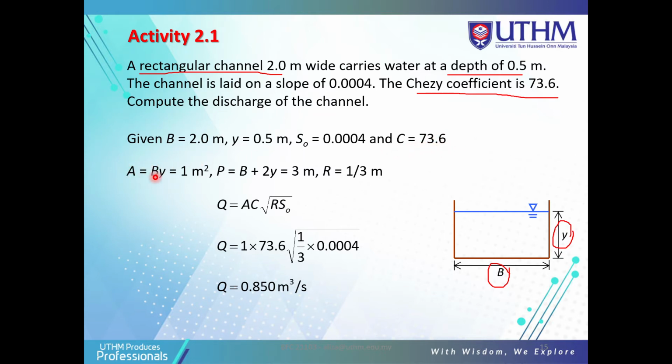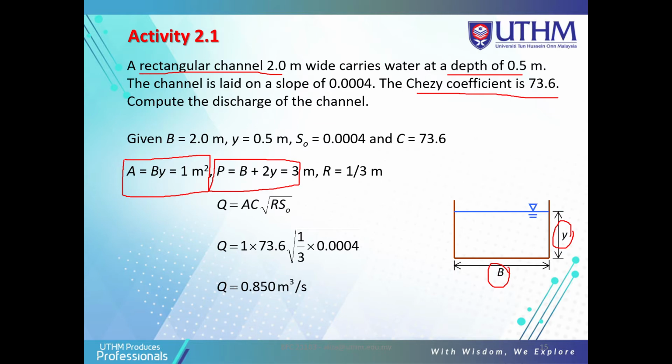So we must use the equations that you learned in Chapter 1 to get R. For the rectangular channel, A is equal to B times Y, so 2 times 0.5, we get 1 for the area. And P is the perimeter of this channel.